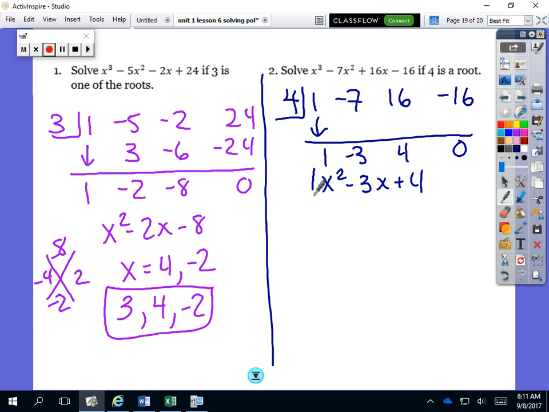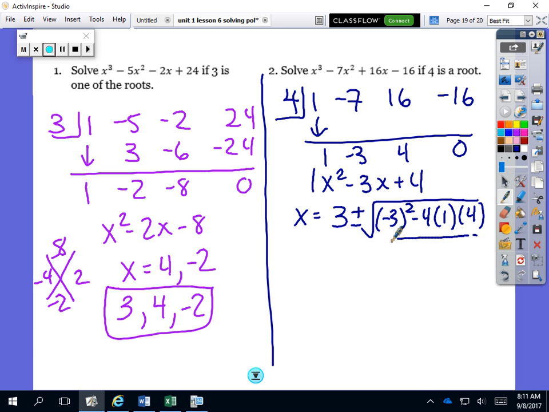So I have a is 1, b is negative 3, c is 4. So x is going to equal negative b, which is 3, plus or minus the square root of negative 3 squared minus 4 times 1 times 4, all over 2a, which is 2. When you put this in your calculator, you get negative 7. So I have 3 plus or minus the square root of negative 7 over 2.